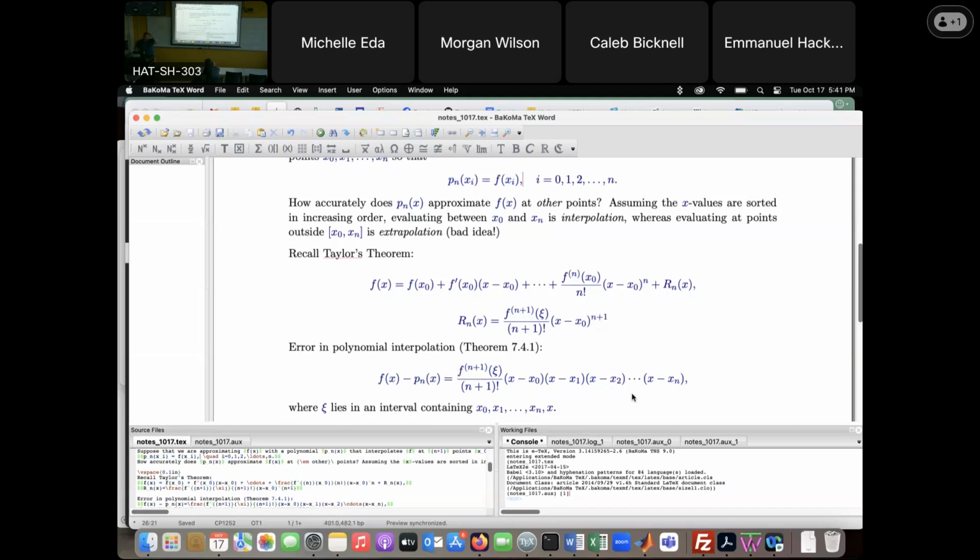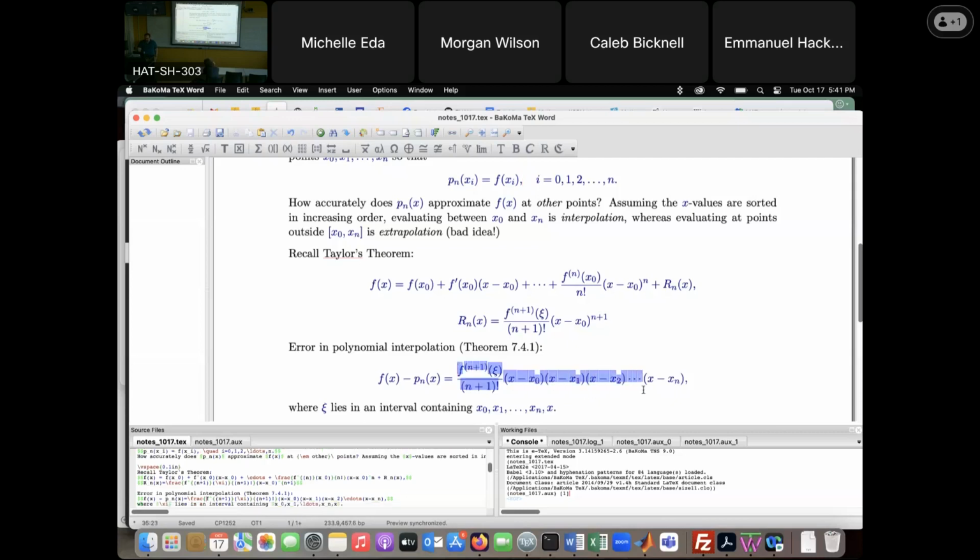So the error in the interpolated polynomial is always 0 at the interpolation points, because Pn of x is designed to agree with f at those points. But unfortunately, that doesn't mean that this error can't get large in between those points. And I'm actually going to show you that today.